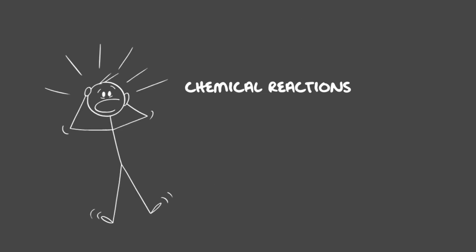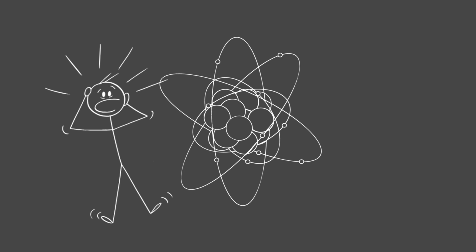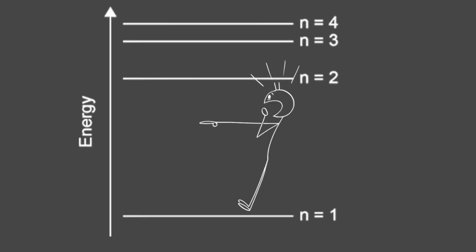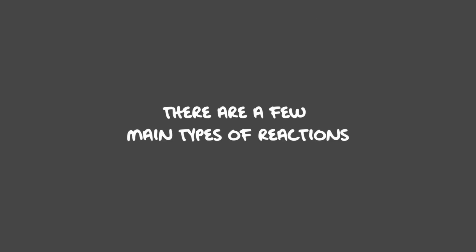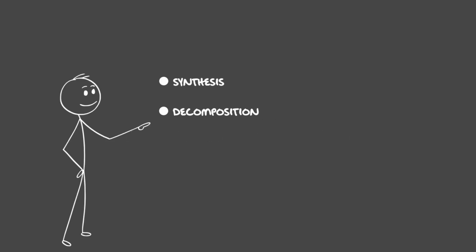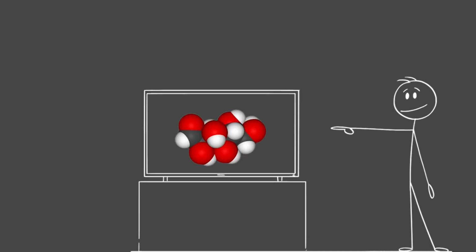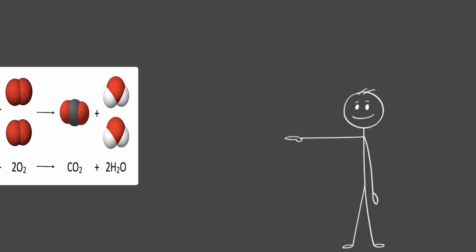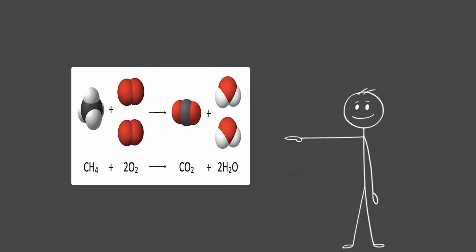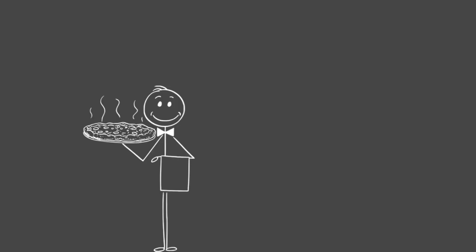Chemical reactions happen when atoms decide they can rearrange themselves to be more stable and at a lower energy level. There are a few main types of reactions: synthesis, decomposition, single replacement, and double replacement. These all follow stoichiometry, which is just a fancy way of saying we balance the atoms to make sure nothing gets lost. It's like making sure every pizza at a party has the right number of slices.